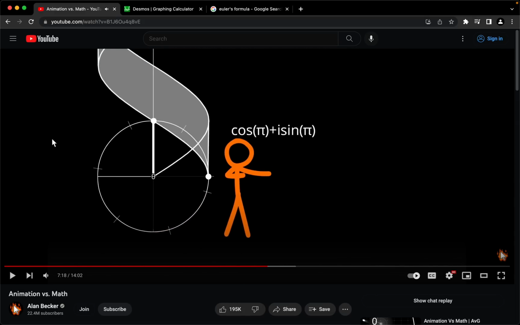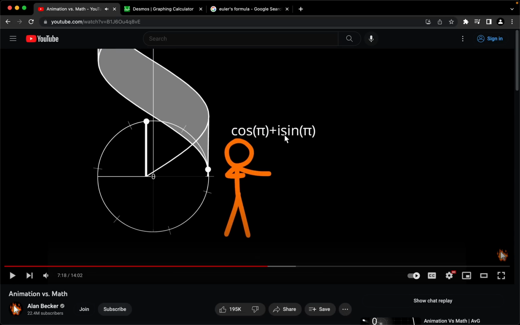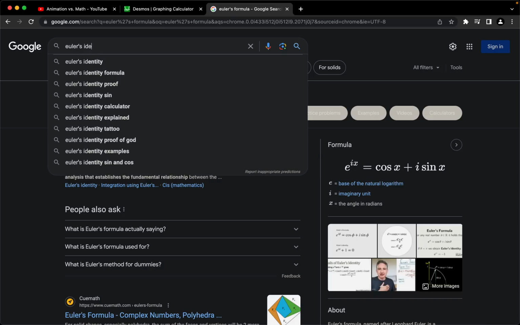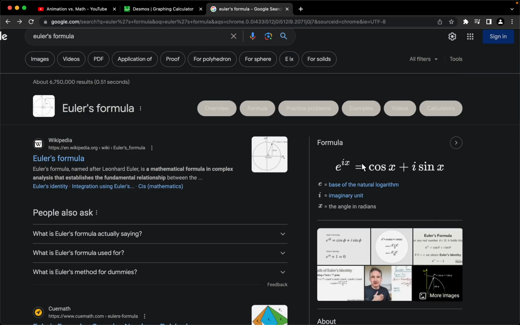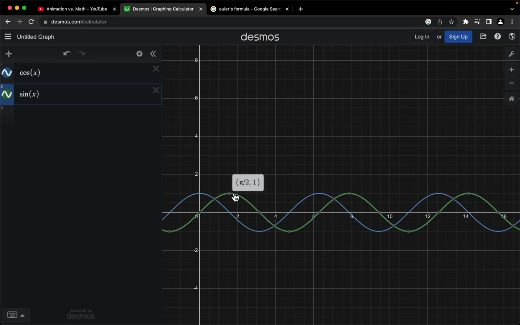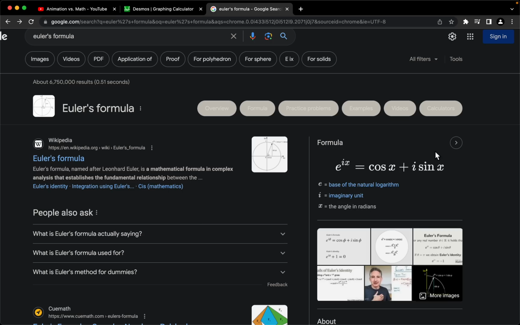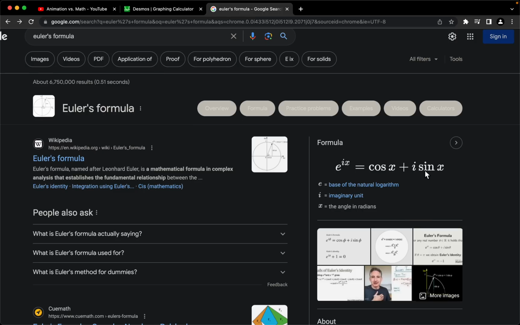Then he combines them. What is it? Cosine of pi plus i sine of pi. Well, that's just the Euler formula, right? We saw it from before. And then Euler's identity actually is just an application of Euler's formula, specifically when you plug in x to be pi. You can see that because cosine of pi is just negative 1, so that's going to be negative 1. And then i times sine of pi. Sine of pi is just going to be 0. So it'll be negative 1 plus 0 is equal to e to the i pi.